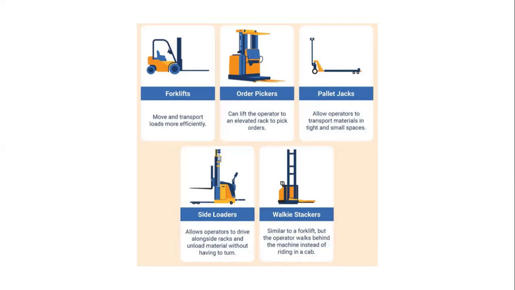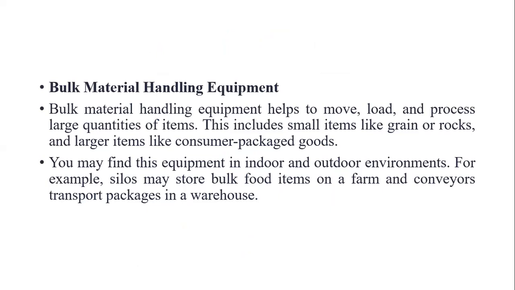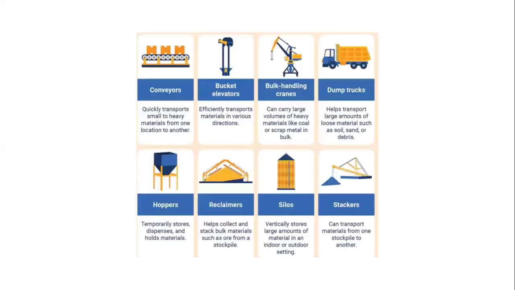Then comes the side loaders. Side loaders have the ability to move in a side direction without turning. And next comes the walkie stackers. Walkie stackers are an advanced version of forklifts where a ladder is attached so that a human can climb the machine. And next comes the bulk material handling equipment. So far, what we have seen is to move small volume materials; this bulk material handling equipment has a tendency to work continuously. Okay, let us see one by one.